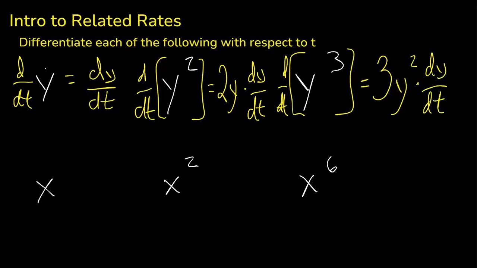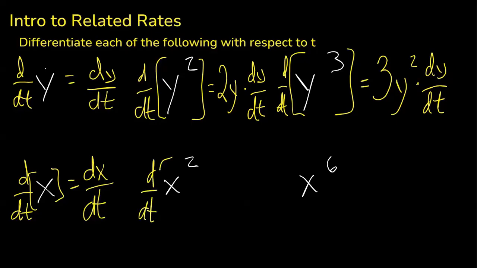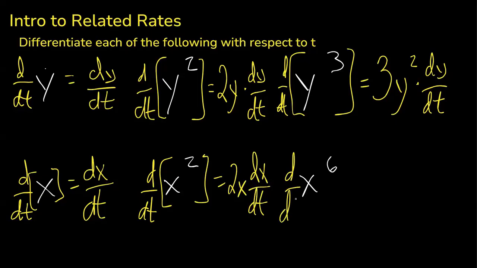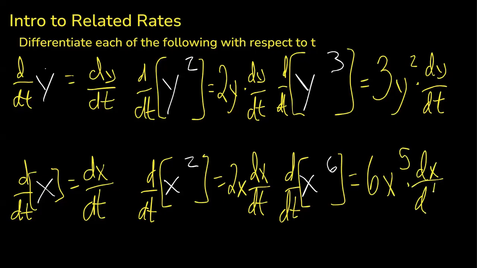Now, if we switch to x, remember, x is treated in related rate problems as a function of t. So we're going to do the same thing here. The derivative of x is going to be noted as dx dt. The derivative of x squared is going to be 2x times dx dt. We have to use that implicit differentiation. And then if you had x to the sixth, differentiating it with respect to t, it's going to be 6x to the fifth times dx dt.